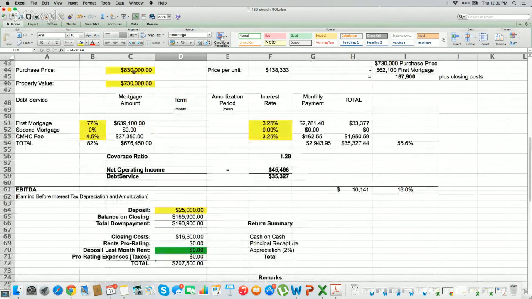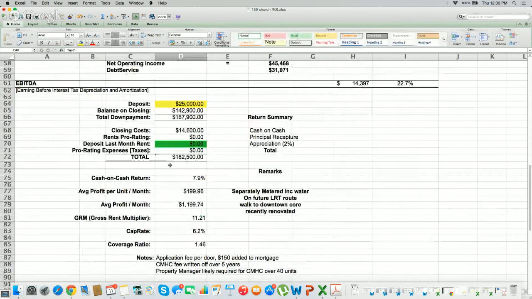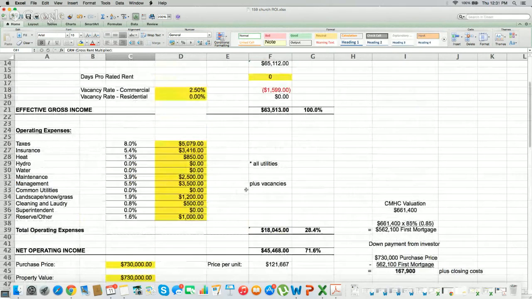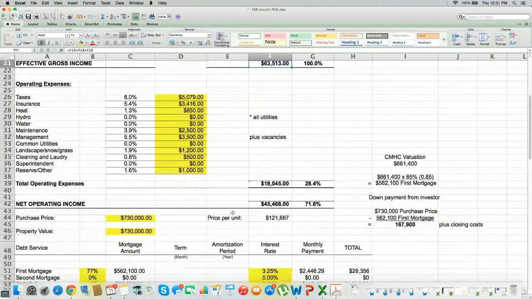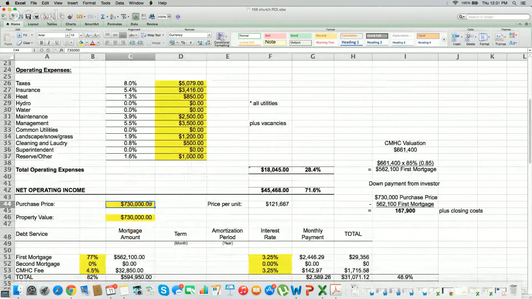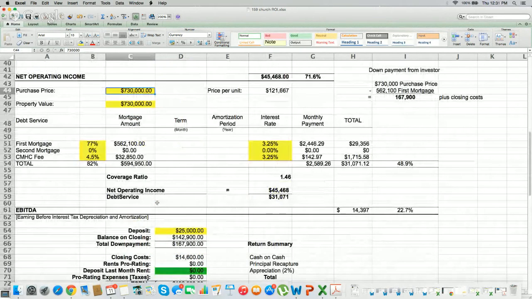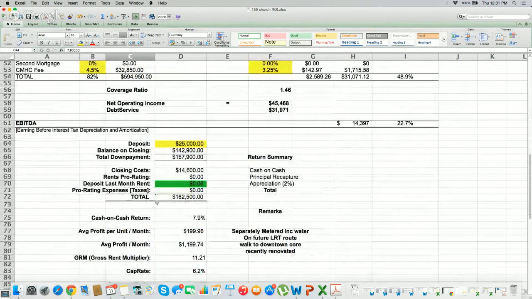Let's change that back. So this gross rent multiplier number, what that is, is the effective gross income as a ratio to your purchase price. Again, it's just an indicator. It's not a be-all, end-all kind of thing. It just helps us evaluate properties at face value. I think that's it for the spreadsheet.